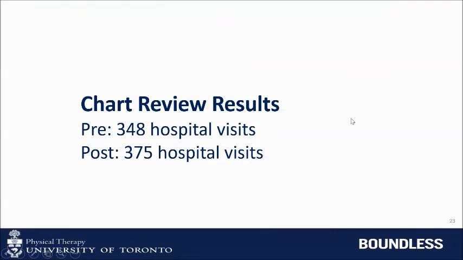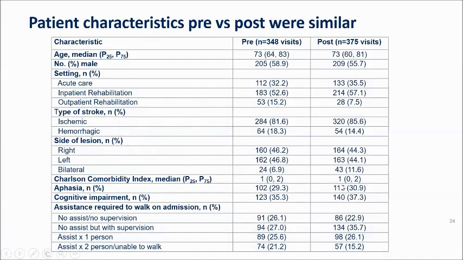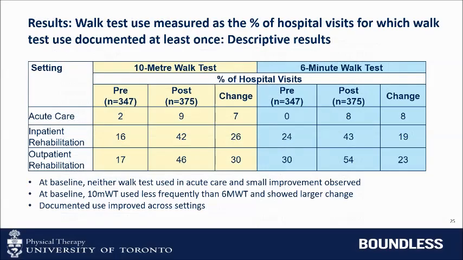Now I'm going to give you the primary results based on the chart review. The results are based on information from 348 hospital visits before we gave the toolkit and 375 hospital visits after. So a very nice sample size. Patient characteristics in the before group and in the after group were similar. So that's what that slide shows you.